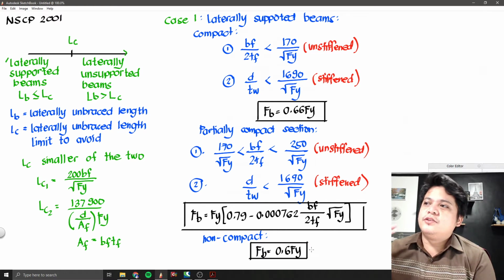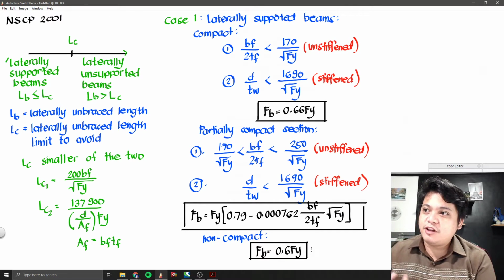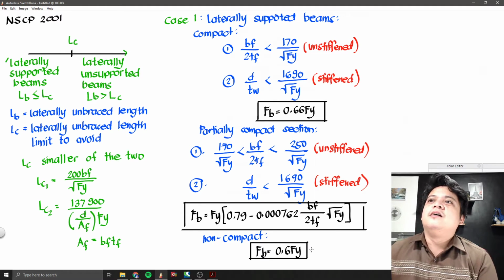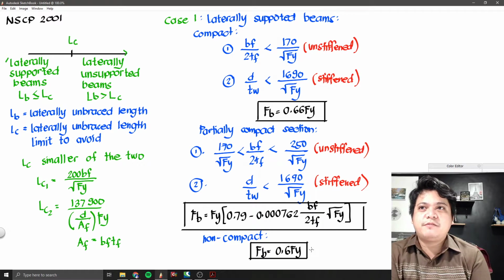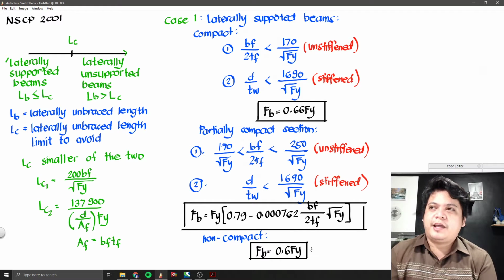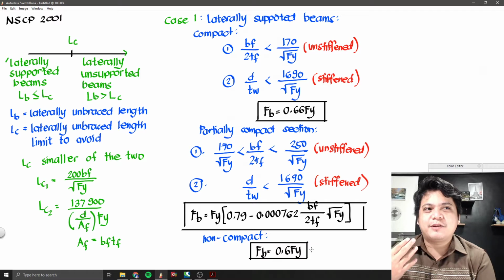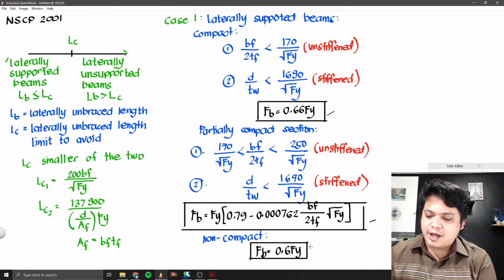I will send the criteria that I already sent. I just showed it. So we have two cases. Case 1, we have the laterally supported beams, and the second one is the laterally unsupported. For case 1, we need to check if the section is compact, partially compact, or non-compact, and then we can get the allowable stresses.